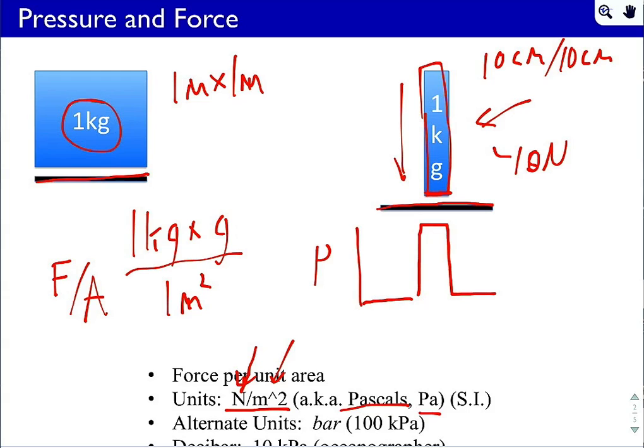In this case, the pressure, which again is the same force distributed over an area that is 1/100th the area in the left case, means that our pressure is going to be 100 times greater. In this case, it's going to be 1,000 pascals. So we didn't change the mass, but we did change the pressure because we're distributing it over a smaller area.